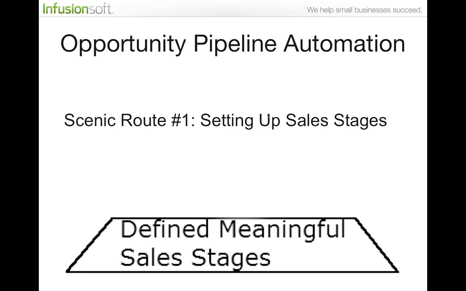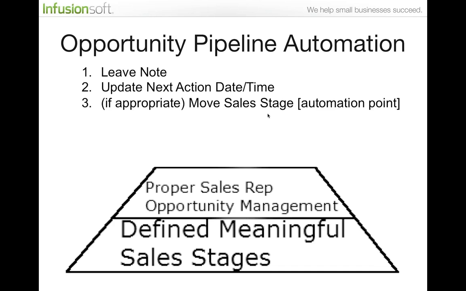So we have our defined meaningful sales stages. Now that we have that, the next part of the pyramid is proper sales rep management. The automation is only going to work properly if the sales reps are using opportunities correctly. Otherwise, the automation is just going to be moot and it's going to fall apart. Proper management is very, very simple. There are 2 things that you must always do, and then an optional third one. And it really is that simple.